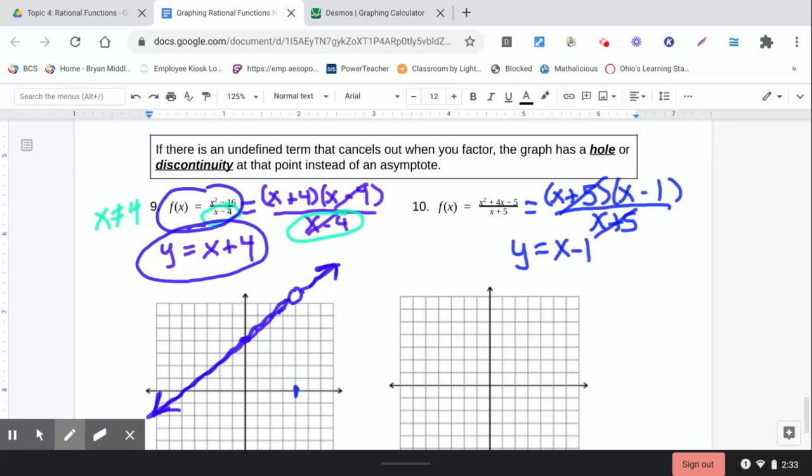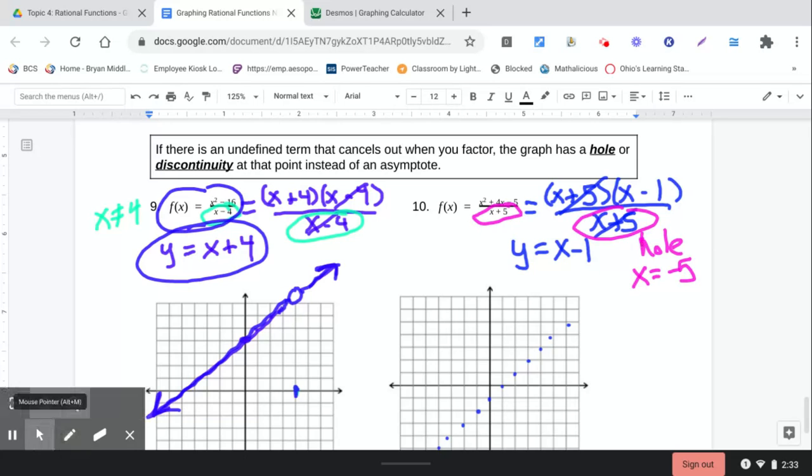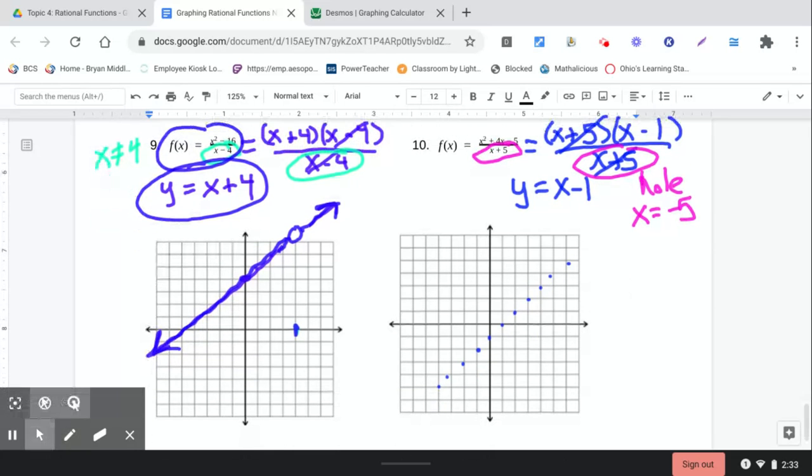Okay, so we're going to go to negative 1. We're going to count our slope up 1 over 1. And this is what our graph is going to look like. But remember, we have a hole in it. This hole happens right there, that thing that canceled out. We have a hole at x equals negative 5. So what we need to do is go to our graph, go to negative 5, 3, negative 5, come down here and just show that we have a hole there before we show the rest of our graph.